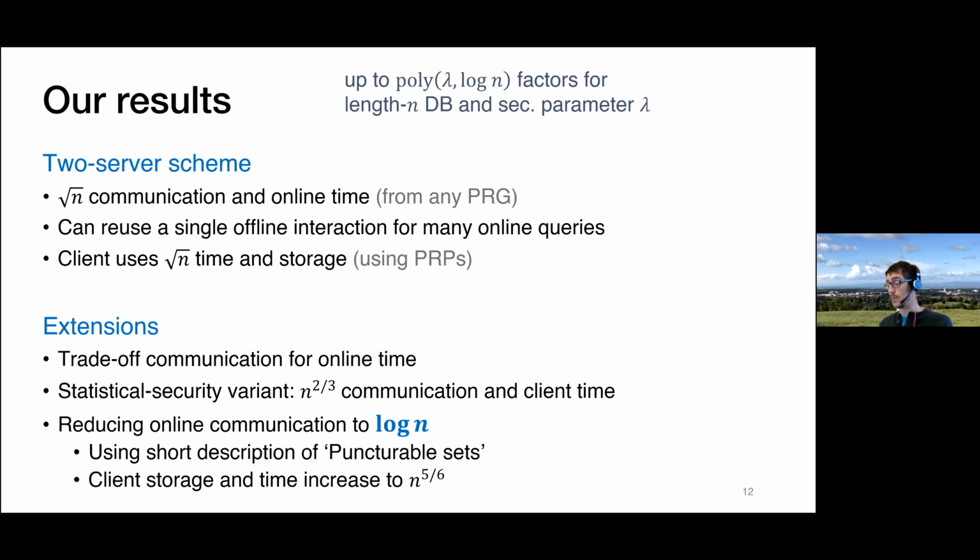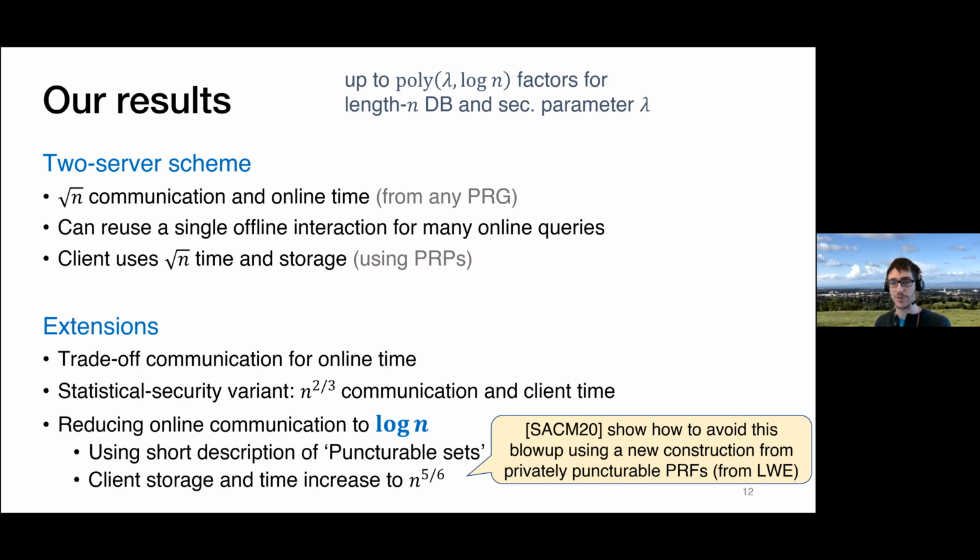And I want to mention that there's a recent work from Elaine et al. that actually shows how to avoid this blow up using a new construction of this punctured set object from privately punctured pseudorandom functions that can be built from lattice assumptions. So that's the first set of results, which is in the two-server setting.